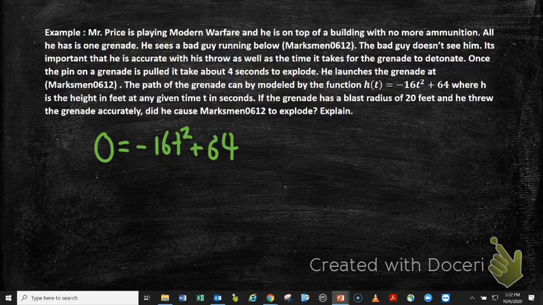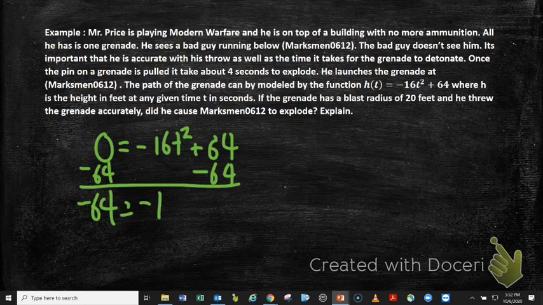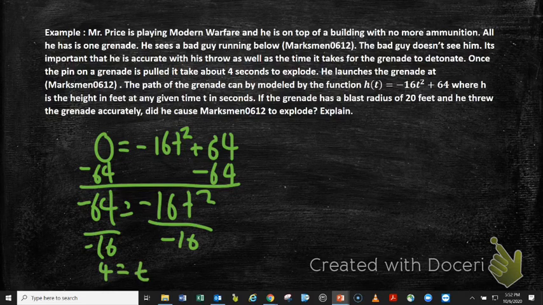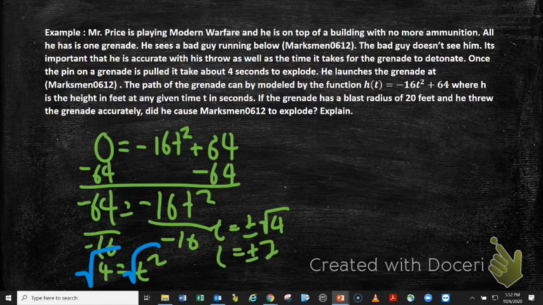So we're going to get the same thing, but I want to get t by itself. Negative 64 equals negative 16t squared, divide by negative 16, divide by negative 16. That gives us positive 4 equals t squared. I take the square root of both sides, and I get t equals plus or minus the square root of 4, which is just 2. So t equals plus or minus 2 seconds. We ignore the negative and say t equals 2 seconds.